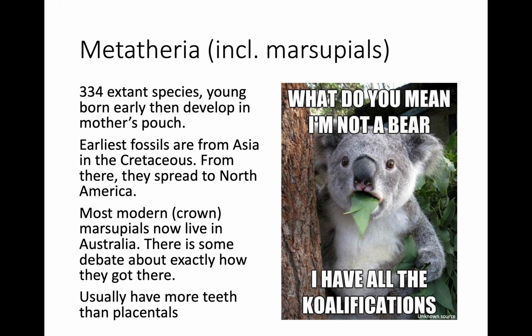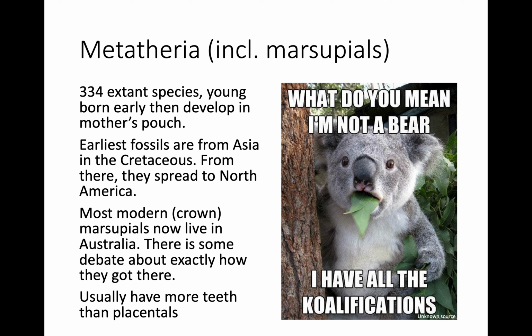Earliest fossils place them about the Cretaceous, and they spread from Asia to North America, though most of our modern organisms now live in Australia. Not totally sure how they got there, but there you go. They usually have more teeth, so their dental formula is a little bit different than ours. The koala, of course, is an extremely famous example of this.